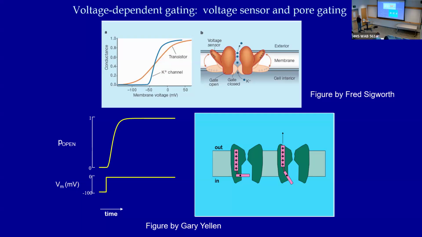And so the outward movement of these voltage sensor residues, which we now know are lysine and arginine residues, positively charged residues, move within the membrane field from an inward position to an outward position. This was all hypothetical at this point, but validated by later structure. That then causes the gate on the inside of the channel to open. And it's functionally actually very similar to a transistor.